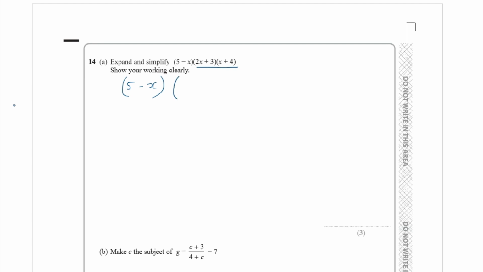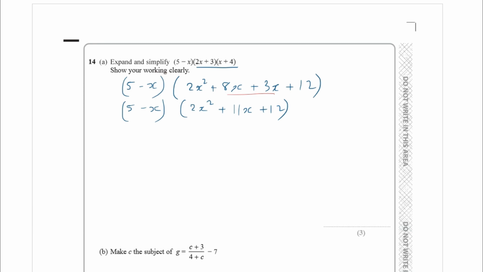So let's do 2x times x, which is 2x squared, and 2x times 4, which is 8x's, followed by 3 times x, which is 3x's, and 3 times 4, which is 12. Before you go ahead and multiply that by the first bracket, I would recommend you put the 8x's with the 3x's in the middle so that you have 11x's here. So let's do that first. So 5 minus x, factor of 2x squared, plus 8 plus 3 is going to be 11x's, and then we have the 12 here.